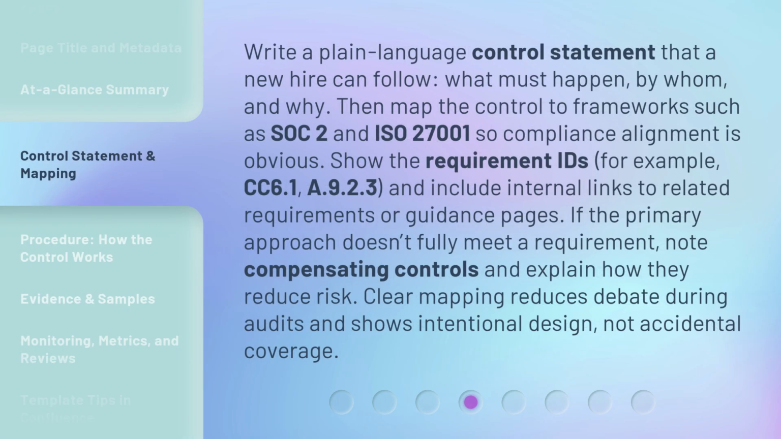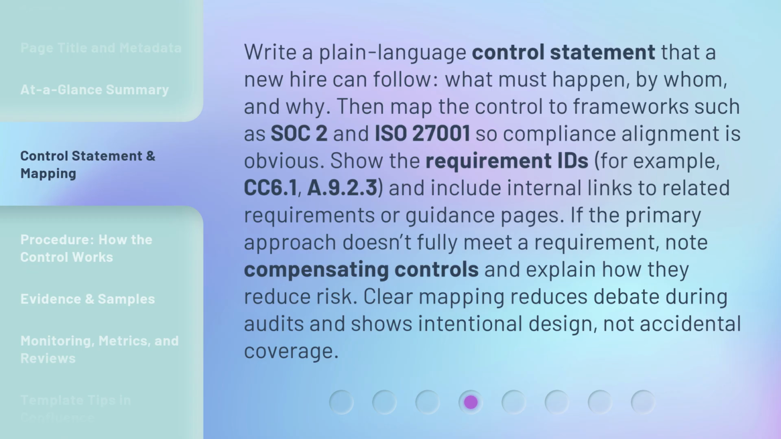Write a plain language control statement that a new hire can follow: what must happen, by whom, and why. Then map the control to frameworks such as SOC2 and ISO 27001, so compliance alignment is obvious. Show the requirement IDs, for example, CC 6.1, A 9.2.3, and include internal links to related requirements or guidance pages.